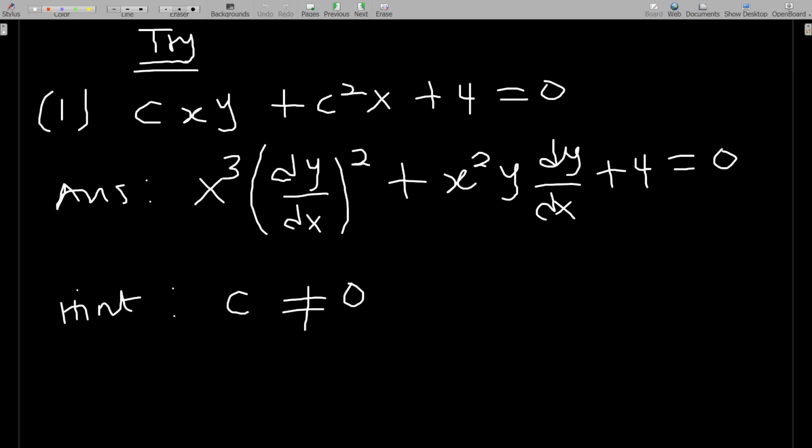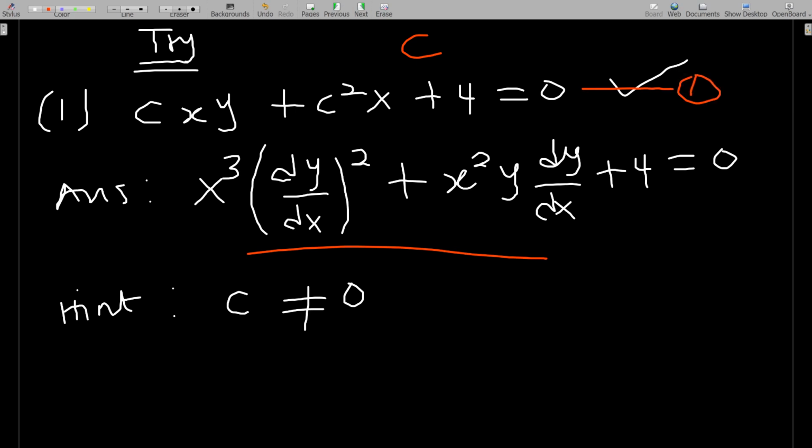Now these are your trial works. So first of all, you have this as your general solution. The question 1, you have cxy plus c squared x plus 4 as your general solution, and your task here is to find the differential equation corresponding to this, and the solution is x cubed (dy/dx) all squared plus x squared y dy/dx plus 4. And here you should know that since we have only one constant c, the higher order derivative should be just dy/dx. That's the first derivative.